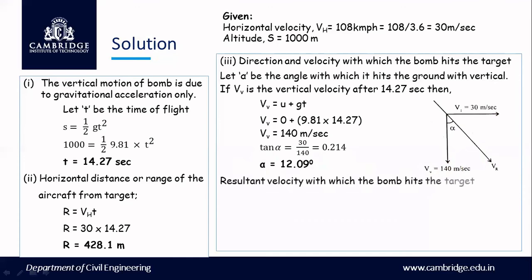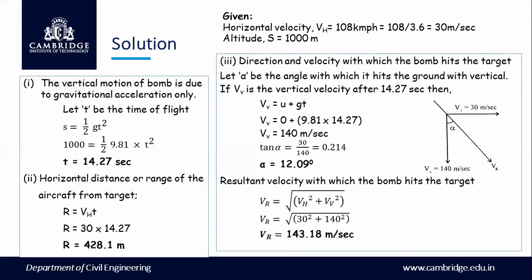And you also want to know what's the resultant velocity. You already know the equation. VR is equal to square root of horizontal component square plus vertical component square. Substitute those values as 30 and 140, and further you solve, you get the resultant velocity as 143.18 meter per second.